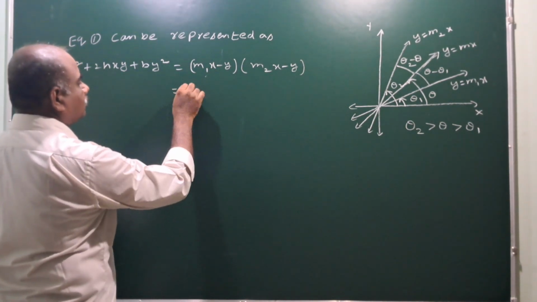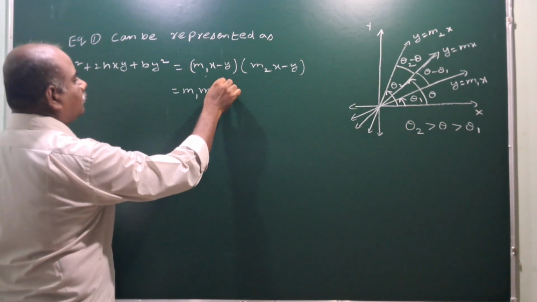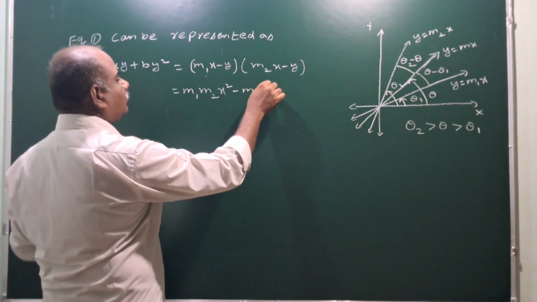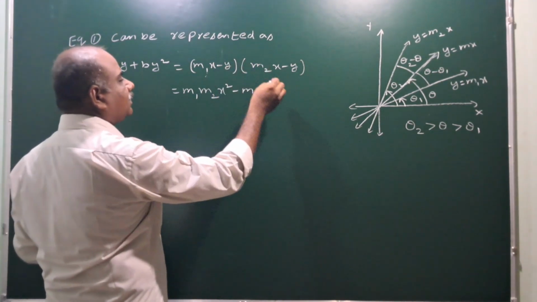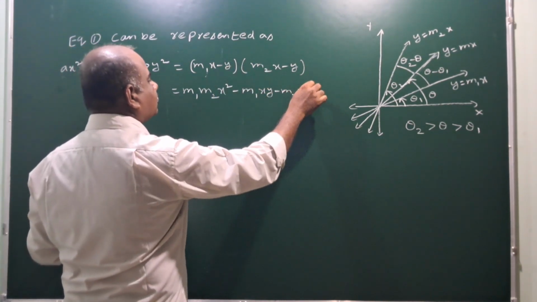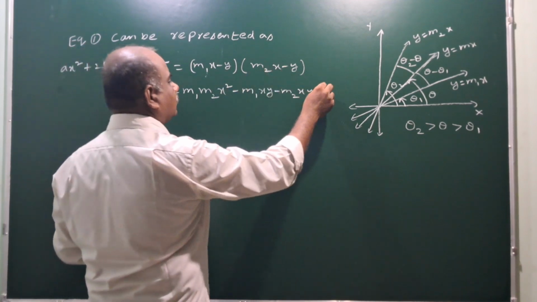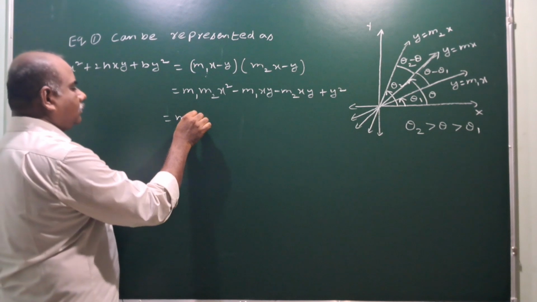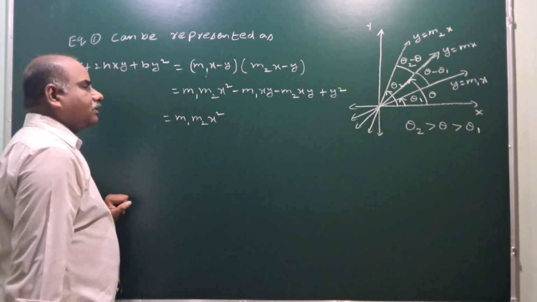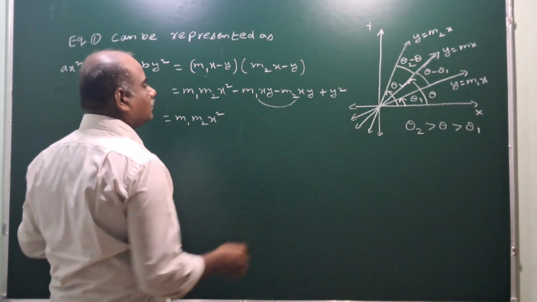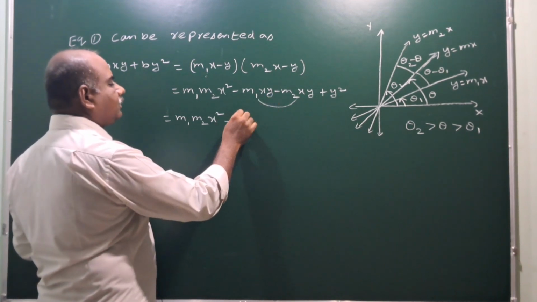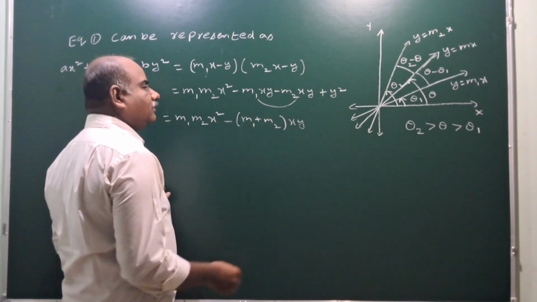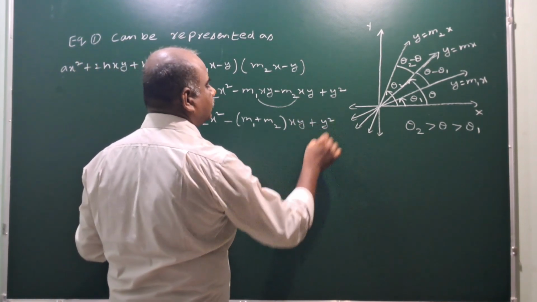m1x into m2x, m1 m2 x square; m1x into minus y, minus m1 xy; next minus y into m2x, minus m2 xy; minus y into minus y, plus y square. Continuation: m1 m2 x square. Take minus xy as common in these two terms, then we get minus of m1 plus m2 of xy plus y square.